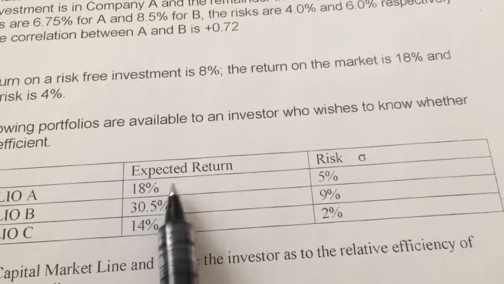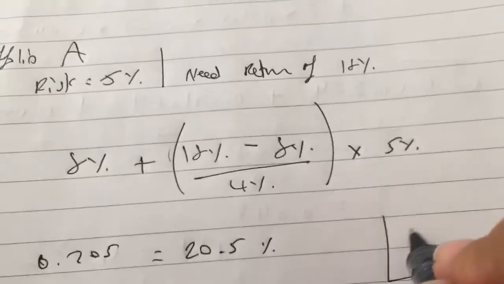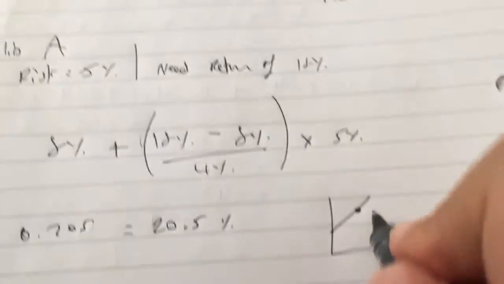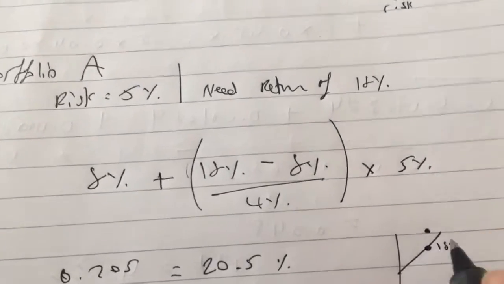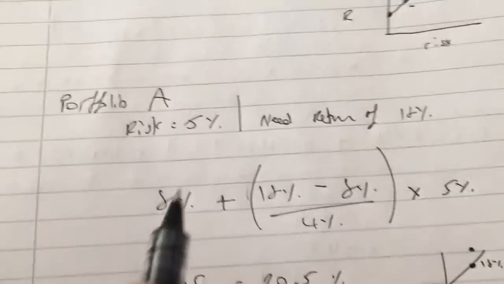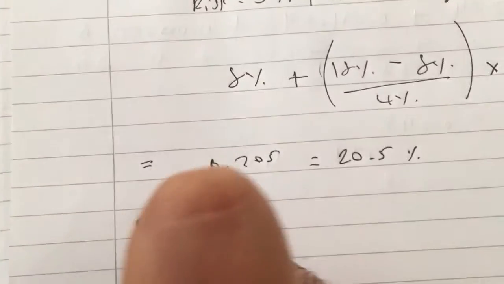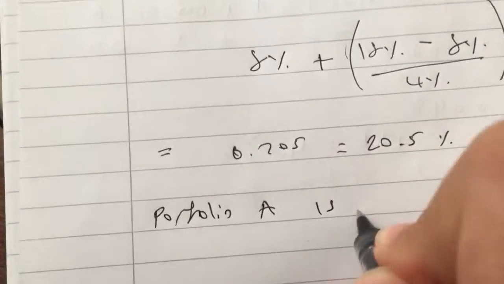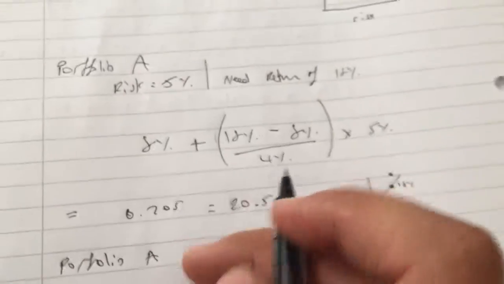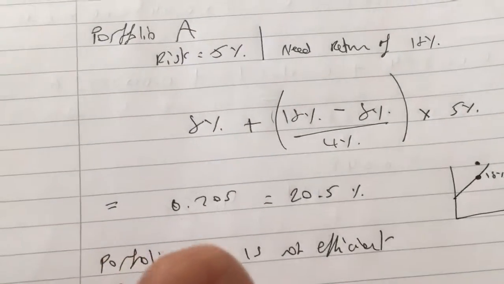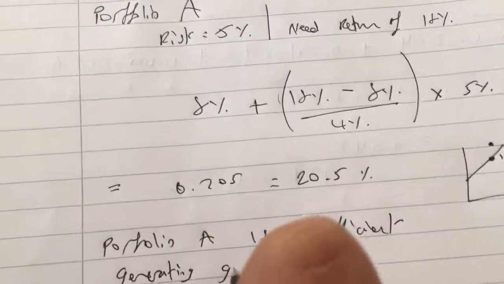But what are they telling us? They're telling us that the expected return is 18%. If this was on the line, we need it to be 18%, but in actuality it's 20.5. So it's here. That means portfolio A is not efficient. But it's generating greater returns, which is good.